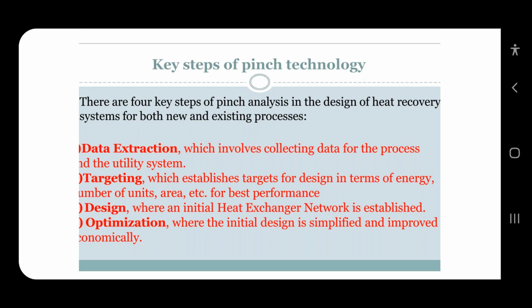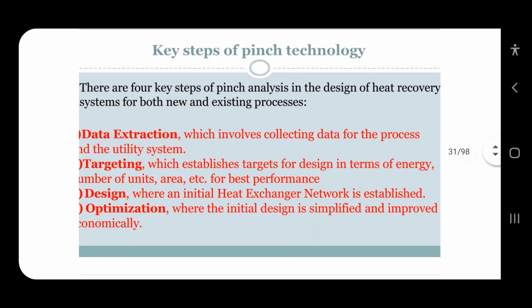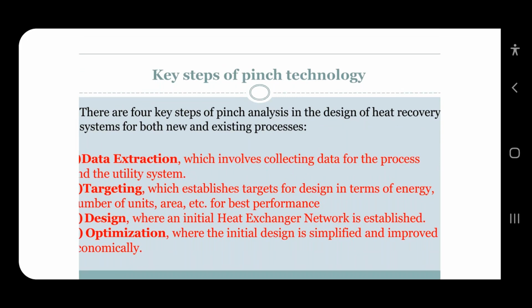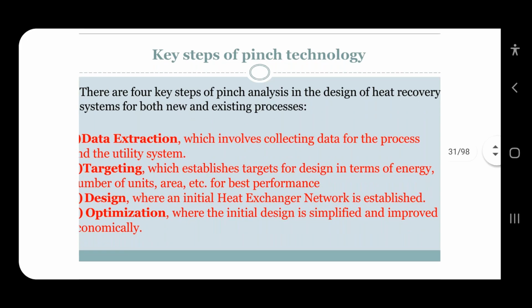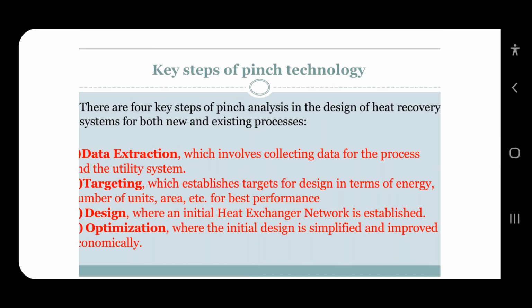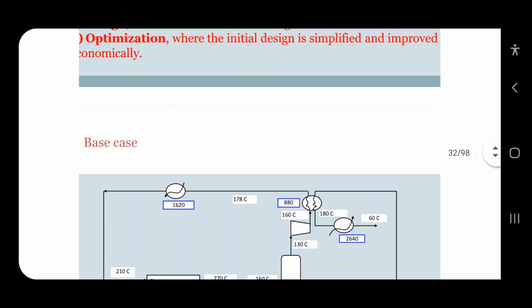Last is the optimization. The optimization phenomenon is based on your delta T minimum, the minimum temperature difference. That is the part of costing. So less delta T minimum, less utility required. It is also based on your cost, how much heat exchanger is required, either higher or lower. We will consider that in the concept of minimum temperature approach. I will tell you. So start with the data extraction.